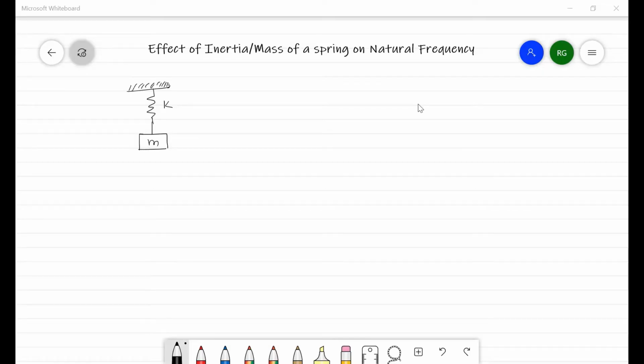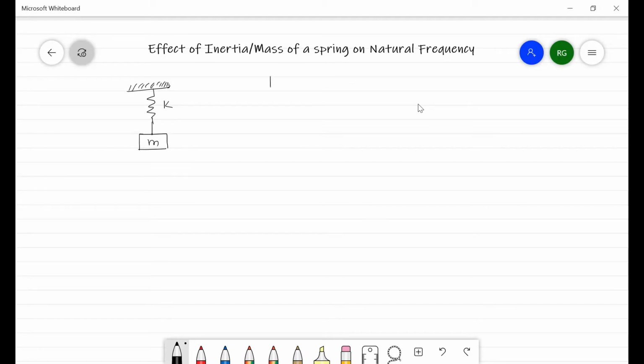Hello everyone, welcome back. In this lecture we are going to study the effect of inertia of the spring on the natural frequency of a spring mass system. Let's consider a spring mass system with a spring of stiffness K, and a mass M which is attached at the free end of the spring.